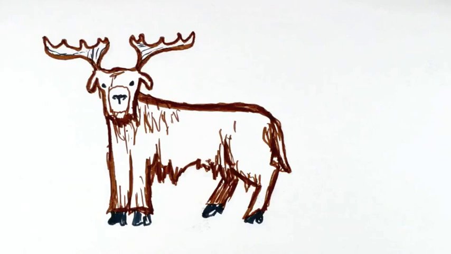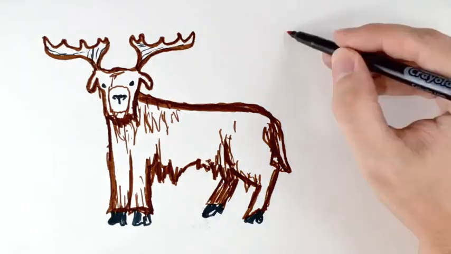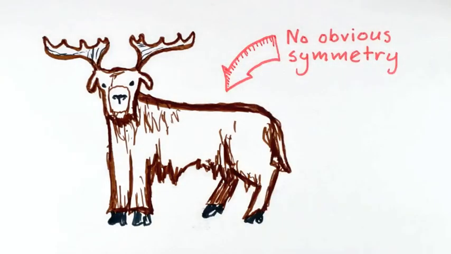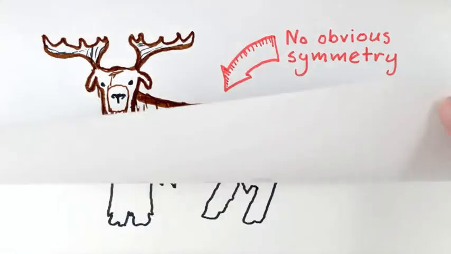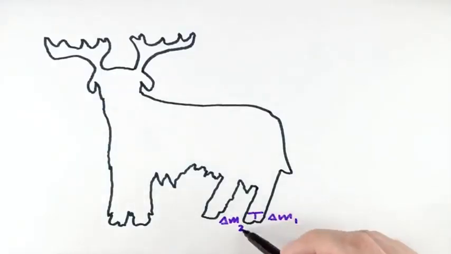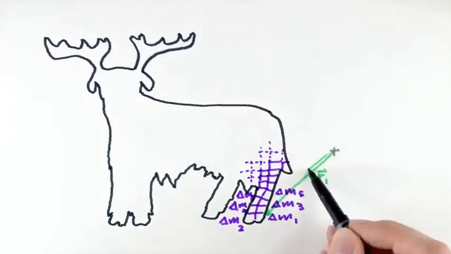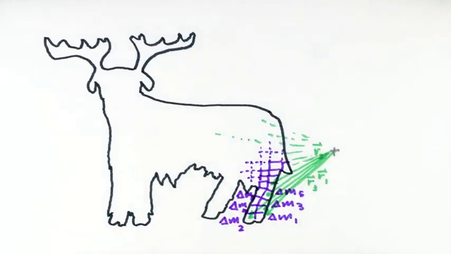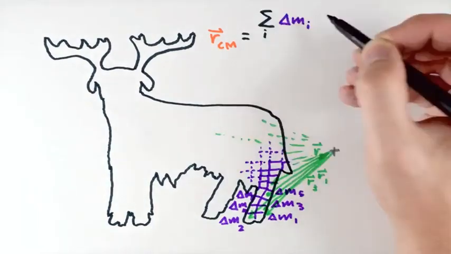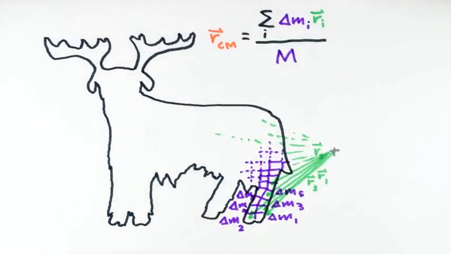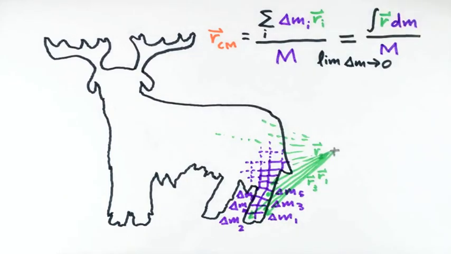Even in the case where we have a system that is made up of continuous objects with no obvious symmetry, we can still find the center of mass by generalizing this procedure. We divide up the object into a large collection of small pieces we can treat as point masses of mass delta m sub i. We multiply the position vector r sub i of each piece by its mass, and add up all the pieces and divide by the total mass. In the limit that the delta m sub i's become differential elements of mass dm, the sum becomes an integral.